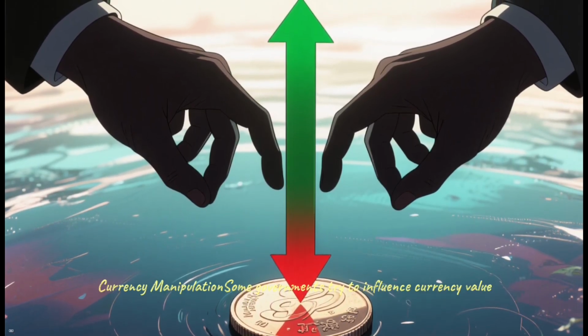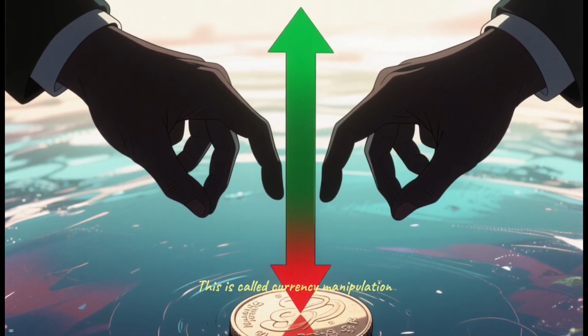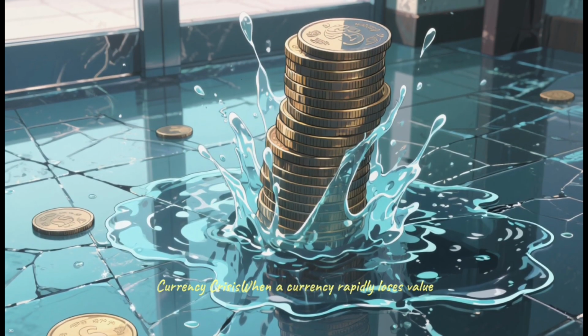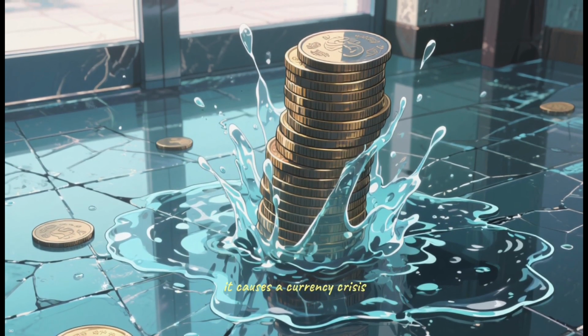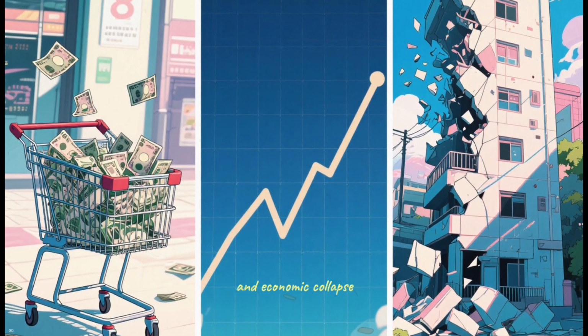Currency manipulation. Some governments try to influence currency value. This is called currency manipulation. It can make exports cheaper and boost trade. Currency crisis. When a currency rapidly loses value, it causes a currency crisis. This can lead to inflation, instability, and economic collapse.